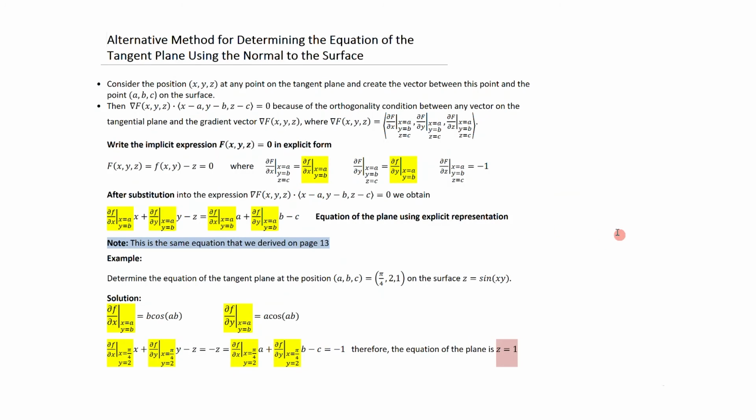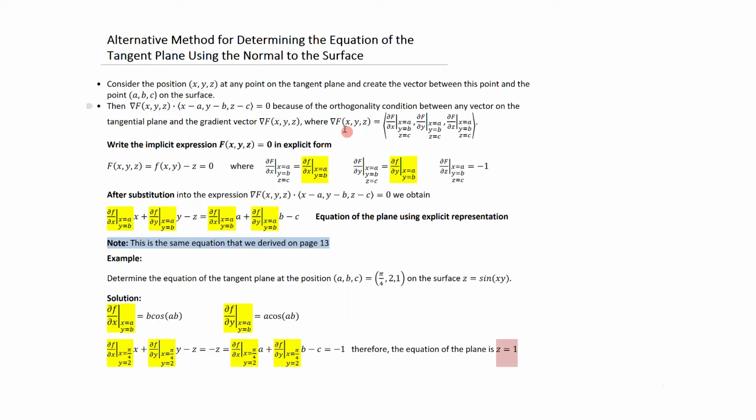All right, so here are the details. We're going to consider the position x, y, z at any point on the tangent plane and create the vector between this point and the point a, b, c on the surface. So that's our reference point on the surface. Then we take the gradient of the implicit function f of x, y, z, and take the dot product with the difference in the x, y, and z coordinates, so these are arbitrary vectors. In order for these to represent a tangential plane, the dot product between these two must be equal to 0.